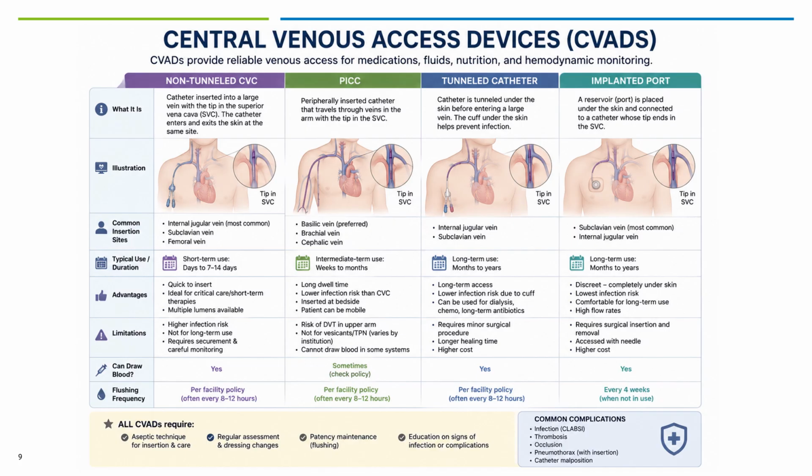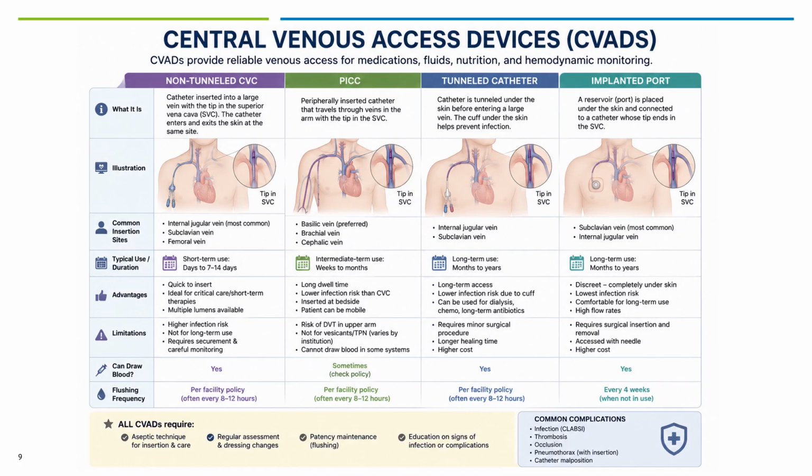Finally, we have the implanted port, sometimes called a portacath. This is completely implanted underneath the skin, so nothing is visible externally when it's not being accessed. To use the port, the nurse inserts a special non-coring Huber needle through the skin into the port reservoir. Ports are ideal for patients who need intermittent therapy over months or years, such as chemotherapy, recurrent blood transfusions, long-term biologic therapy. When they're not in use, patients can shower, swim, and perform normal daily activities because everything is beneath the skin.